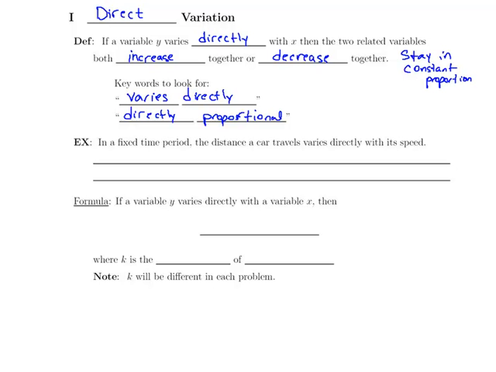If a car travels faster, the distance it's traveling is also going to increase, right? But if you slow down, the distance is going to go down. So they go in the same direction. They move in the same direction together over a fixed period of time.